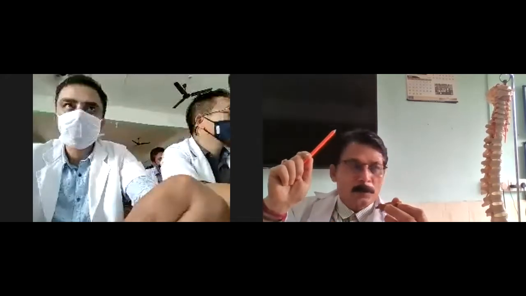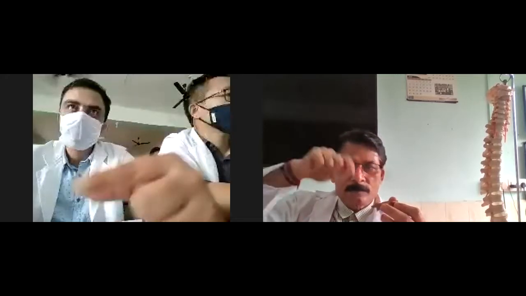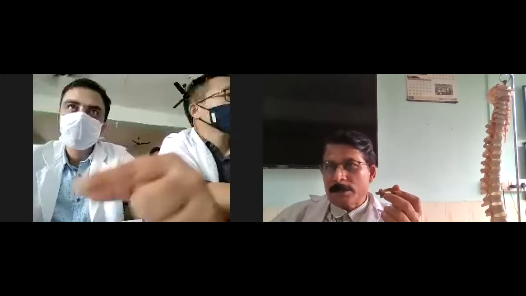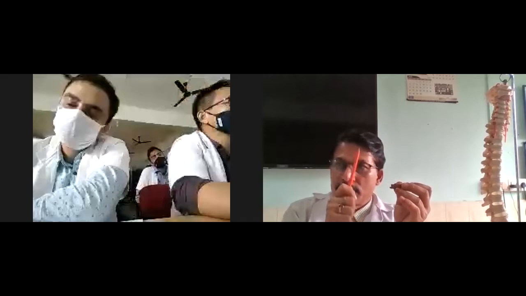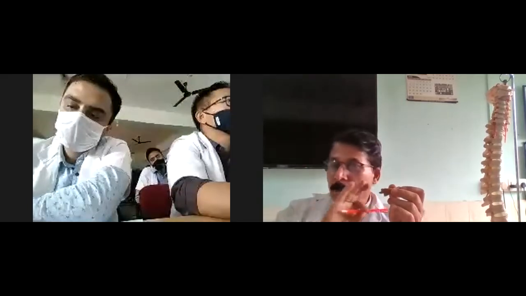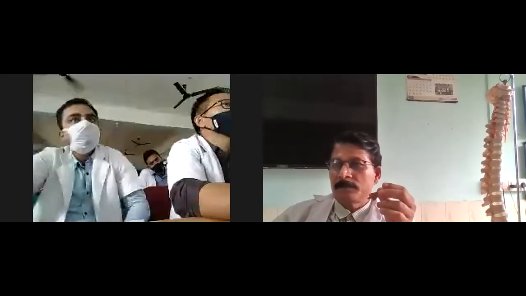So the occiput, C1 and C2. This area is called what? Craniocervical junction. The craniocervical junction is a different category where you have C1 and C2. It is a very important thing. Below that part, the vertebrae have almost similarities, C3 up to C7.